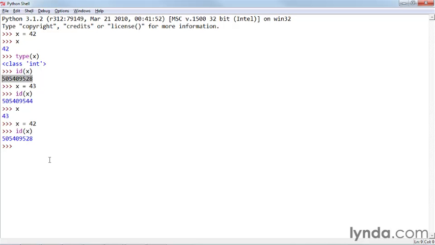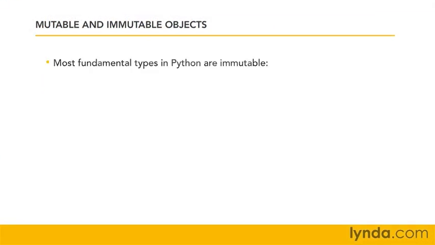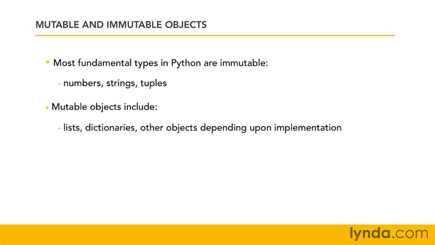There will be times when something that you want to do, like change the value of a string or insert objects in a tuple, you may find that you need to use a different type, a mutable type, instead of an immutable type, in order to be able to accomplish what it is you're trying to accomplish. In fact, most fundamental types in Python are immutable. Numbers, strings, and tuples are the fundamental types that are immutable. Mutable objects include lists, dictionaries, and some other objects depending upon their implementation.